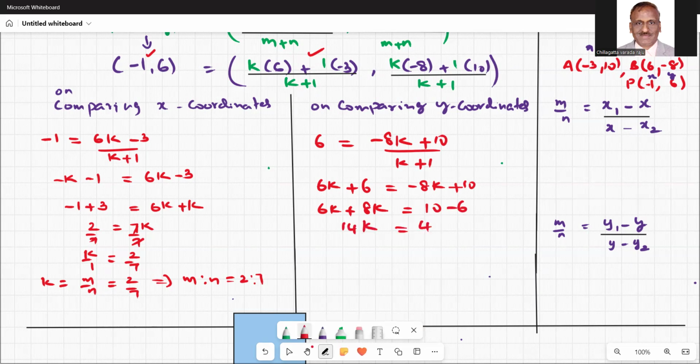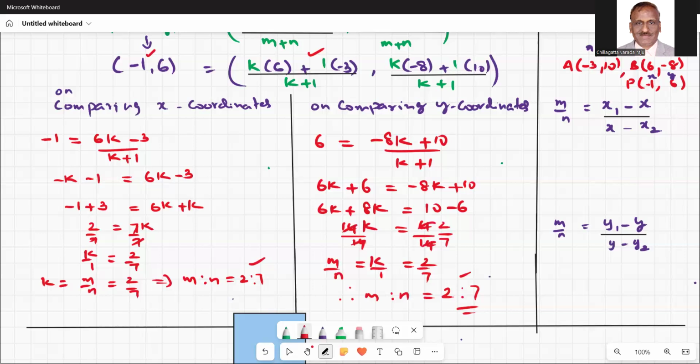We need the value of K, which means divide both sides by 14. So 14 and 14 are cancelled. 2 2s are 2, 7 2s are 14. So here also we got K is equal to 2 by 7. So M by N is equal to K. That K can also be written as K by 1, which is equal to 2 by 7. Therefore, M is to N is equal to 2 is to 7. That means the point P divides AB internally in the ratio of 2 is to 7.